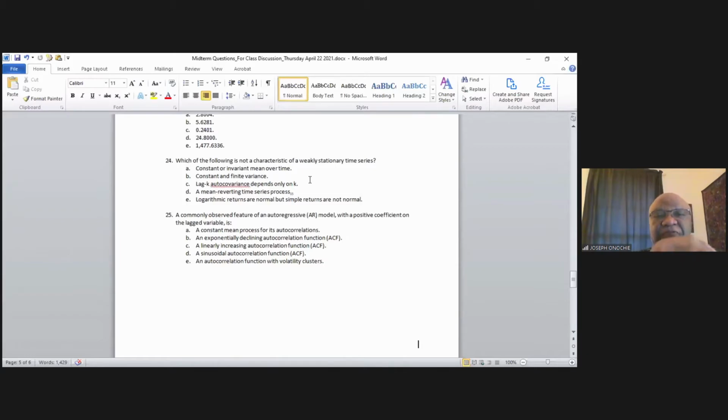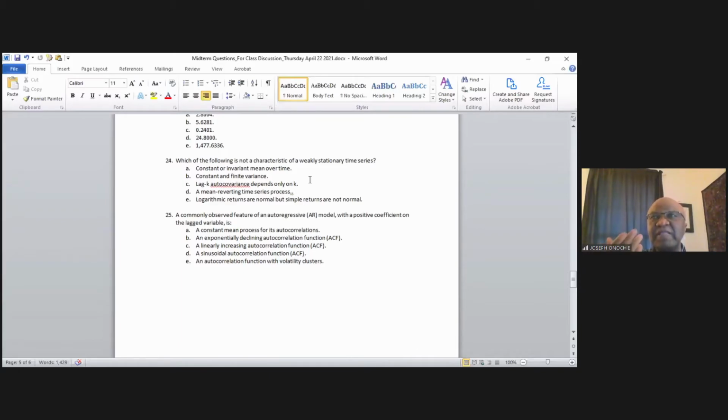Number 24, which of the following is not a characteristic of a weakly stationary time series? This one is just a little tricky, but we have discussed all these properties before. In a weakly stationary time series, the mean is constant, is invariant. The variance is finite and invariant. At lag k, the autocovariance depends only on the number of lags separating successive observations.